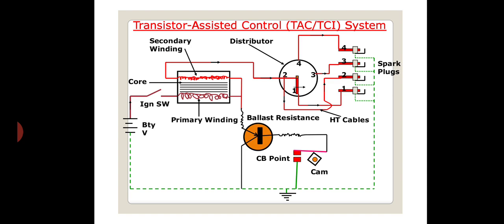Now here we find that the contact breaker and cam assembly of the conventional ignition system are replaced by a magnetic pulse generating system, which detects the distributor shaft position and sends the electronic pulse to the electronic control module. The module switches off the flow of current to the primary coil, inducing a high voltage in the secondary winding, which is distributed to the spark plug as in the conventional breaker system.